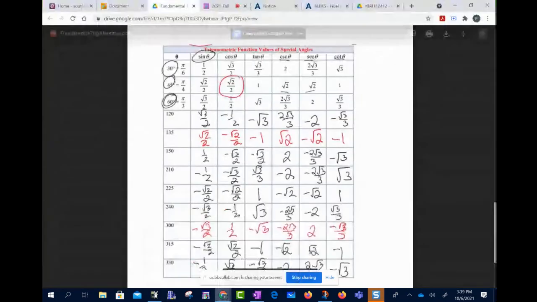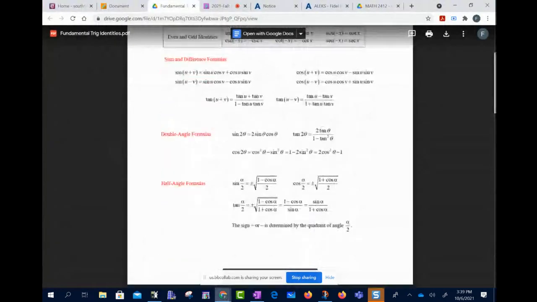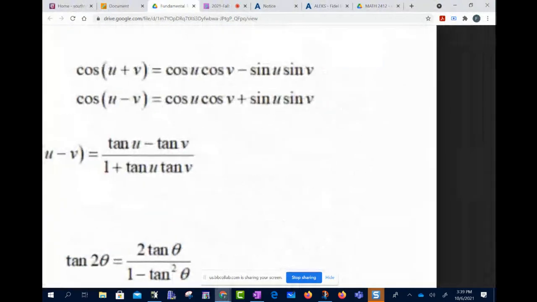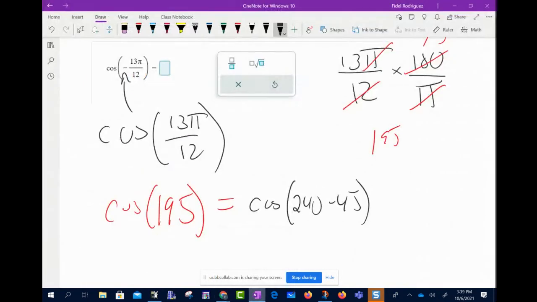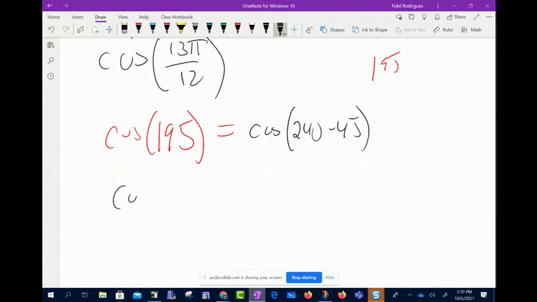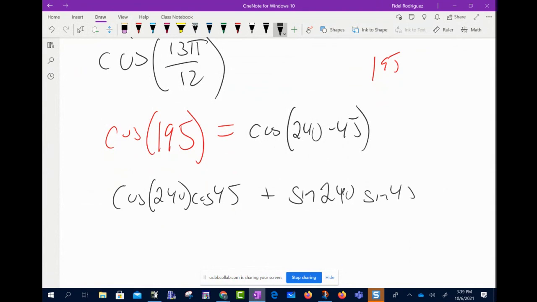So now, y'all, since we're using the cosine of a difference, I'm going to use the difference formula now. I'm going to use this one. Look at the only difference between the one that we were doing before and this one. Before we used to have a minus, now we have a plus. Okay. So we're going to say this is the same thing as cosine of 240, cosine of 45, plus sine of 240, and sine of 45.